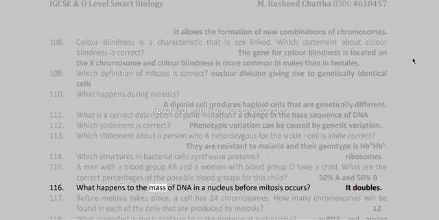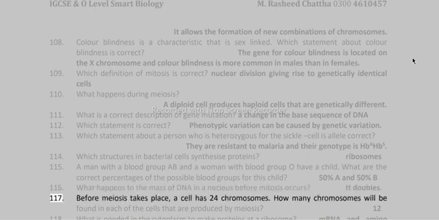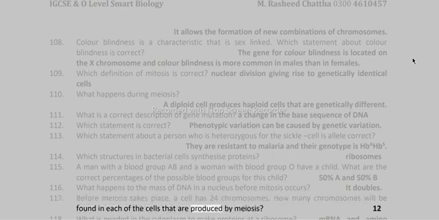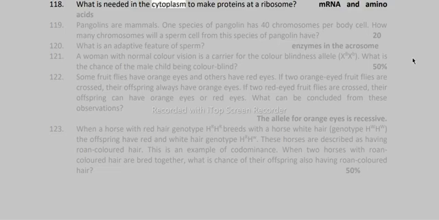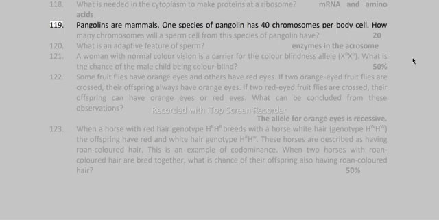116. What happens to the mass of DNA in a nucleus before mitosis occurs? It doubles. 117. Before meiosis takes place, a cell has 24 chromosomes. How many chromosomes will be found in each of the cells that are produced by meiosis? 118. What is needed in the cytoplasm to make proteins at a ribosome? mRNA and amino acids.